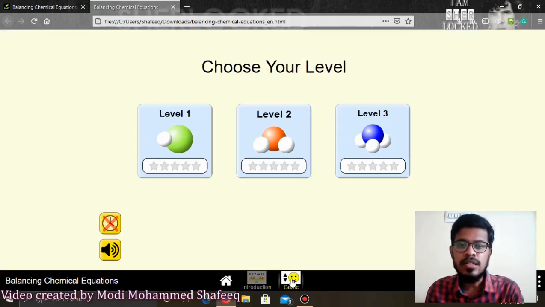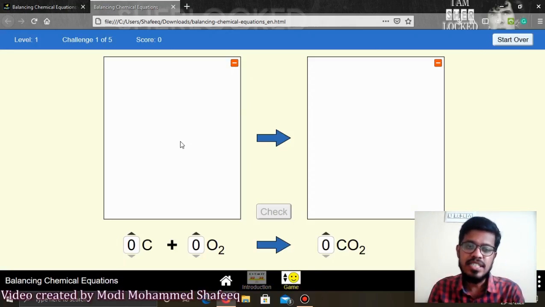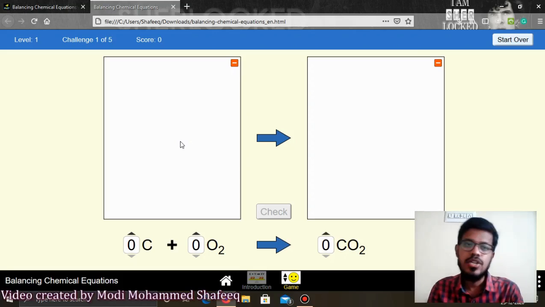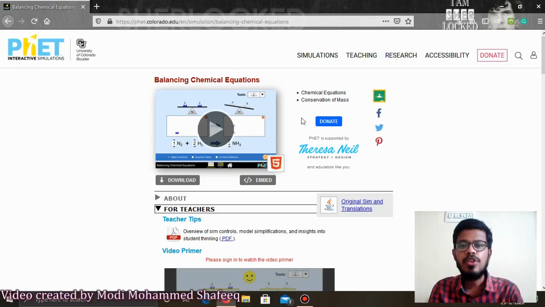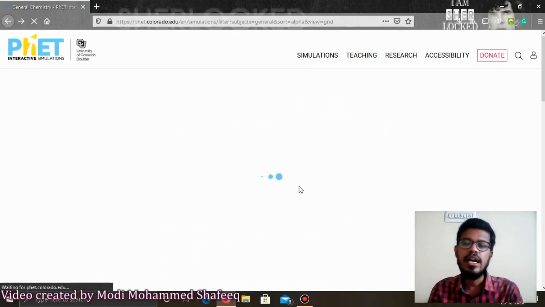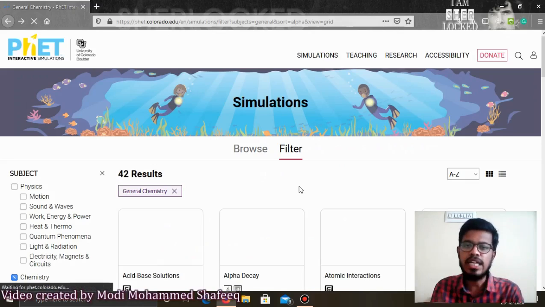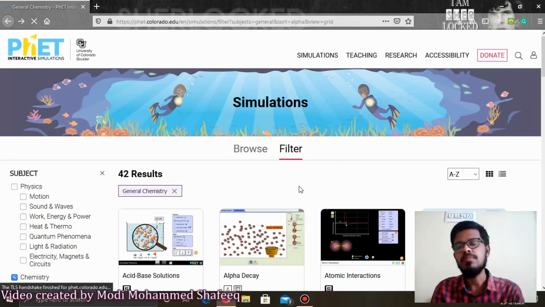Here also you can see in games so many levels are available. In different levels different exercises will come and you can score it, or you can balance it. Not only this one, so many other simulators are available, and these simulators you can even share in your Google Classroom like a link, and from Google Classroom also students can download it and access all these simulations.